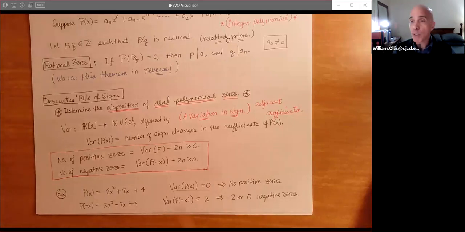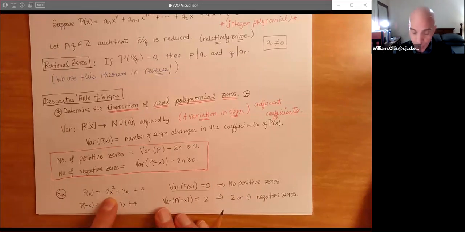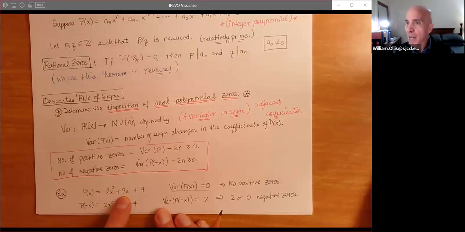Maybe if you're just trying to figure out, you're doing a physics problem or an engineering problem, and you're thinking, well, I don't even have to think about positive zeros because Descartes tells me there are none. Now let's look at P of negative X. Well, we just replace X with its additive inverse. So of course, all the even powers absorb the negative. So that's easy to move here, but the odd powers will retain it. So we get a negative 7X.